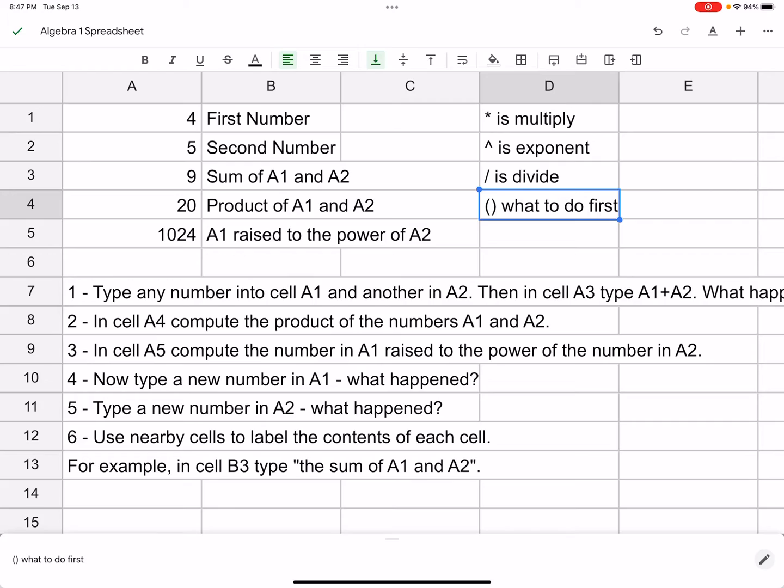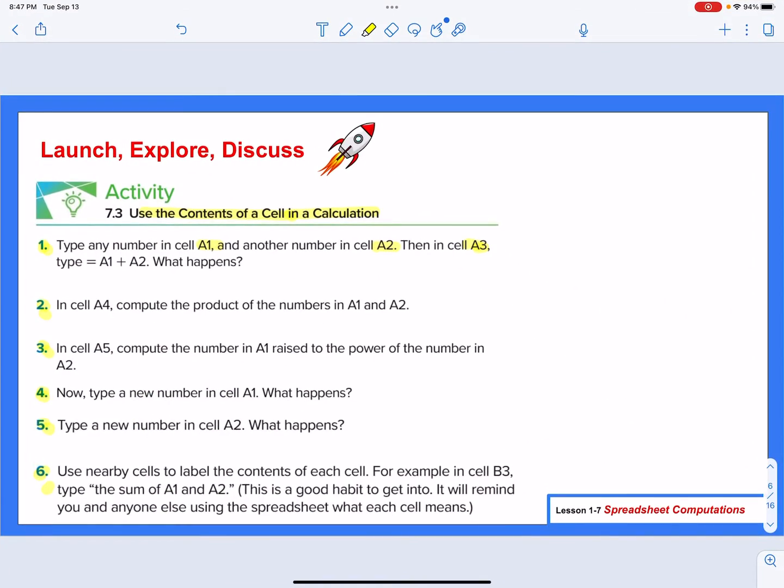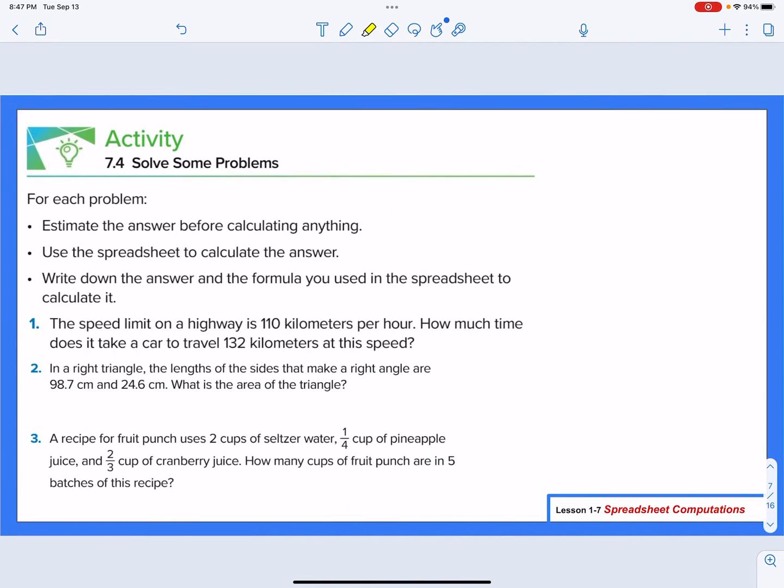All right, so let's take a look at the next thing. Go back to our slide. All right, for each problem, estimate the answer before calculating, use a spreadsheet to calculate it, and then write down the answer and the formula you used. Okay, so let's take a look.